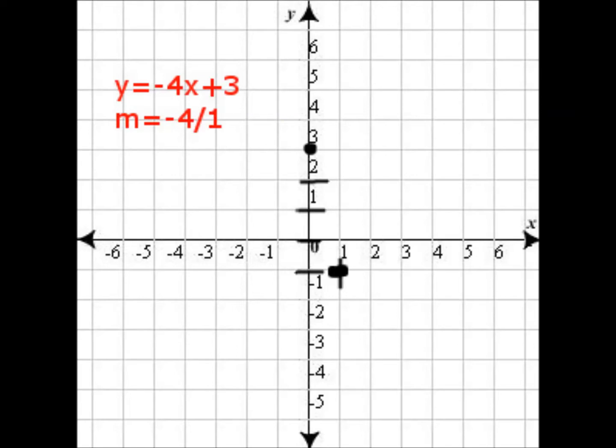The third step is to use the slope to plot more points. Our slope in our equation is negative 4, which is the same as negative 4 over 1 in rise over run form. The next thing we want to do is go from the y-intercept point, which is 0, 3, and go down 4 and over 1. We will repeat the step again, except this time we will go from the new point instead of the y-intercept point. And now that we have 3 points, we will connect all the points to create the line.